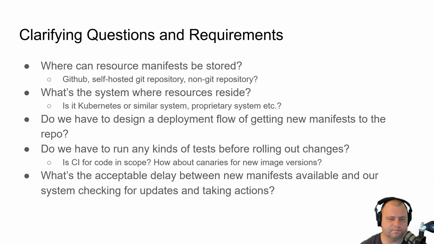First of all, where can a resource manifest be stored? Is it GitHub, some hosted Git repository, or a non-Git repository? Most likely in modern times it's going to be Git, but there can be different considerations, like security versus convenience, and you need to talk to the interviewer to see if you have any specific requirements. And then, what's the system where resources reside? Is it Kubernetes or a similar system, some proprietary system, etc.?